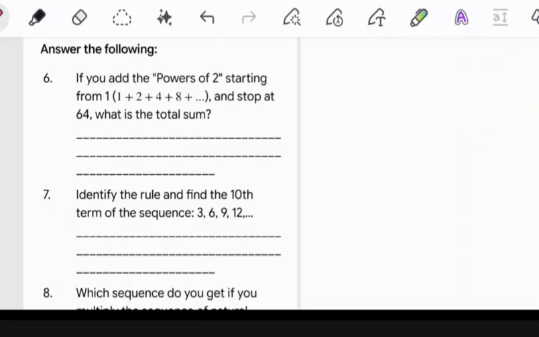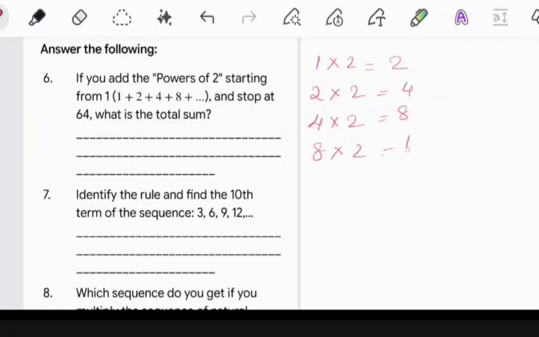Okay. Question 6. If you add the powers of 2 starting from 1 and stop at 64, what is the total sum? In this question, there are two methods for finding it. One is an easy trick. Another is the normal way of finding the number. So first we can do the normal way. Powers of 2 means you start at 1 and then keep multiplying by 2 to get the next number. Let us write them down until we hit 64. Start with 1. 1 into 2, 2. 2 into 2, 4. 4 into 2, 8.